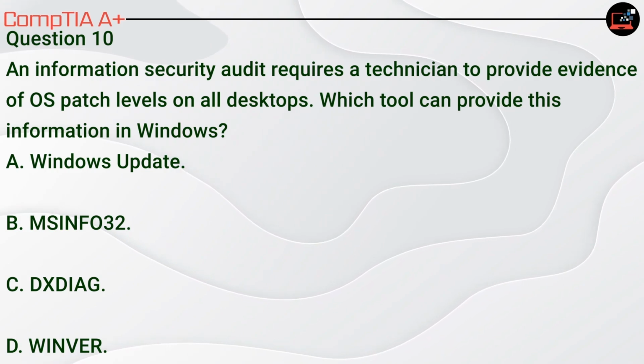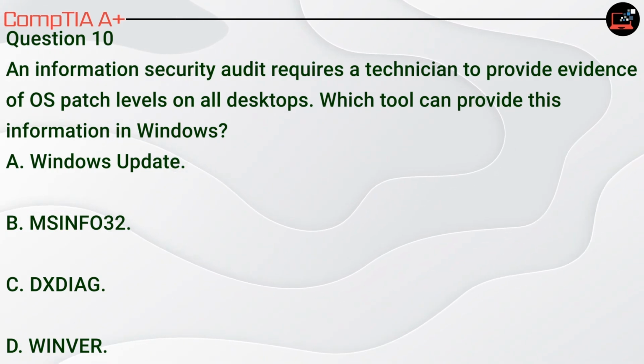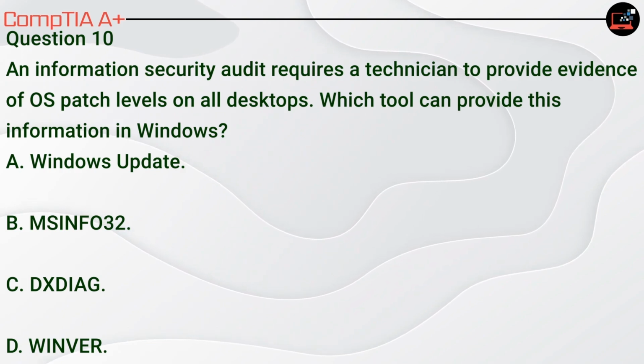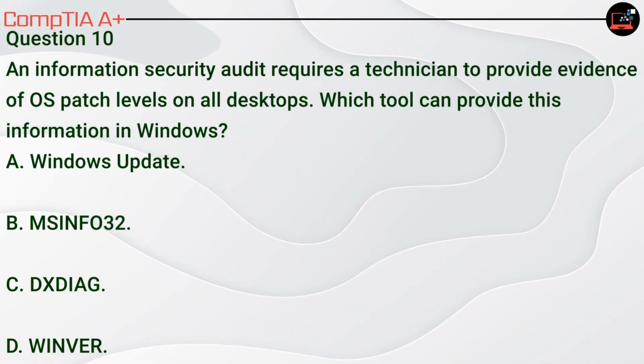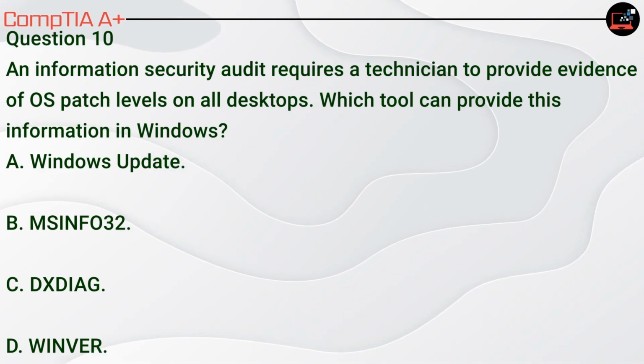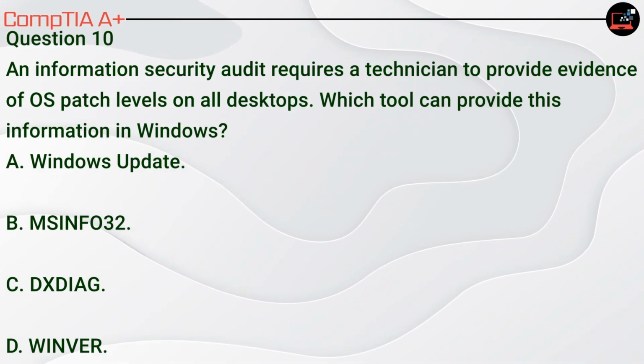Question 10. An information security audit requires a technician to provide evidence of OS patch levels on all desktops. Which tool can provide this information in Windows? A. Windows Update, B. msinfo32, C. dxdiag, D. winver.